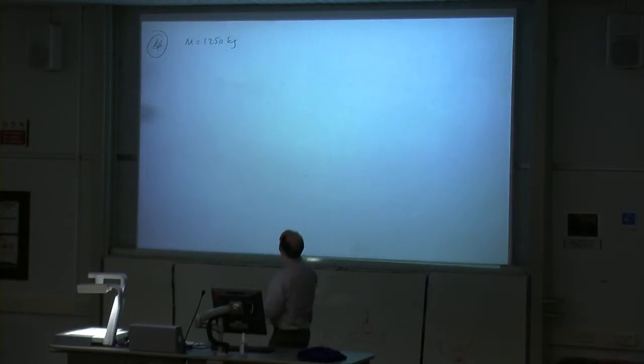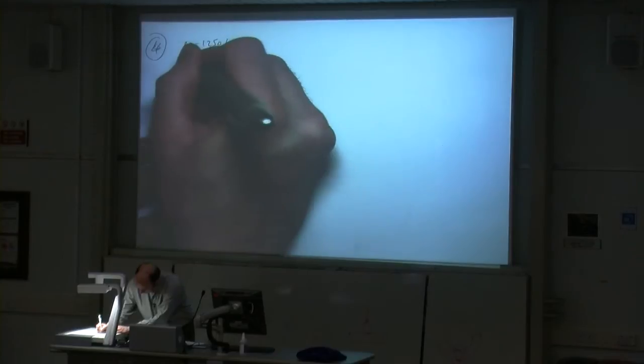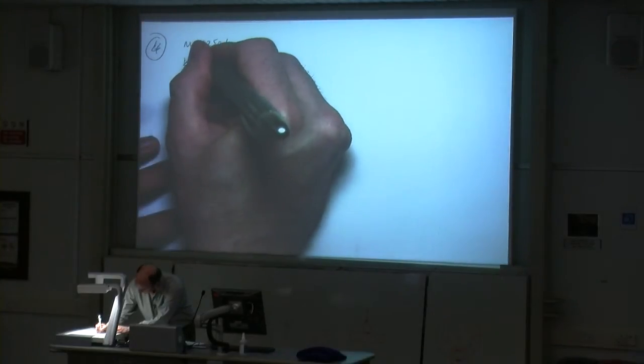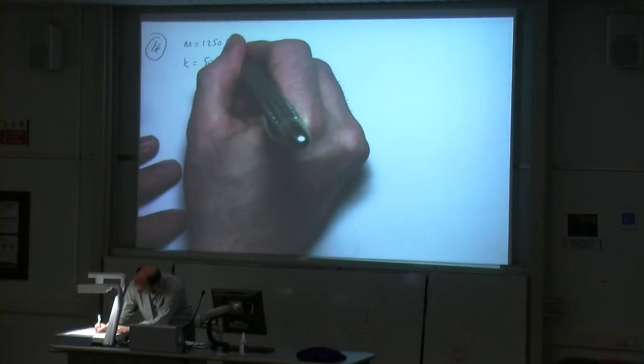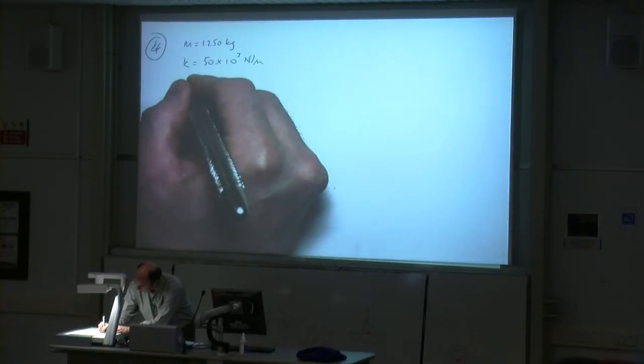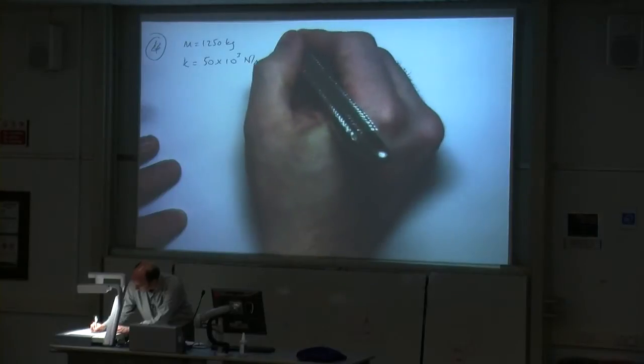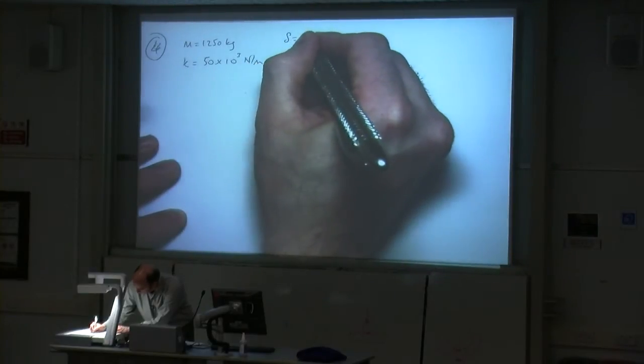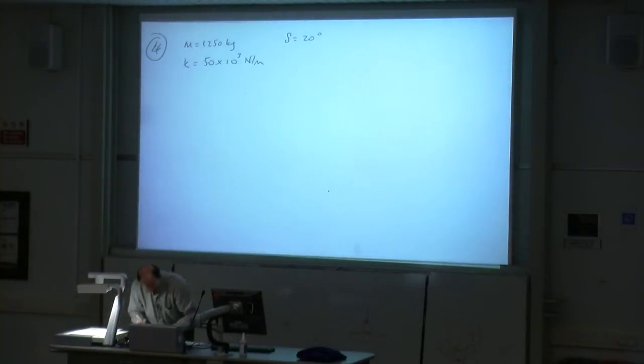So the example we're doing is number 4. We've got a vehicle with a mass of 1,250 kilograms. It's got a combined stiffness of 50 kilonewtons per metre, so it's 50 times 10 to the 3 newtons per metre. And the damping is given by a loss angle. So I'll just write delta is 20 degrees. We'll talk about that in a minute.